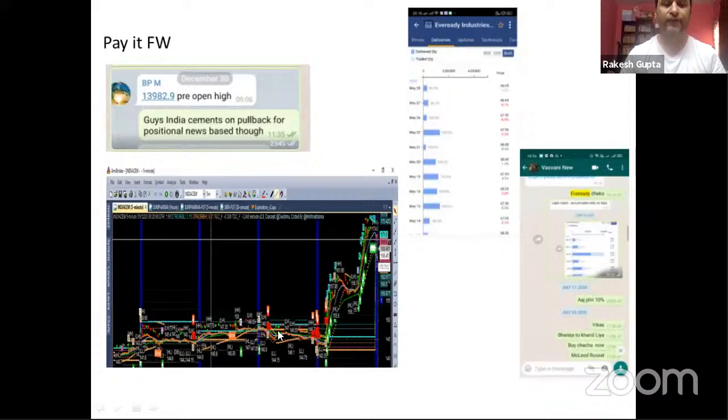And of course, it does give you wave theory where you have a lower low being formed. This was a day when India Cements actually went up and did a circuit. So you can see some of the messages.